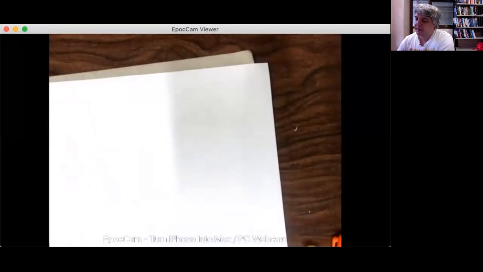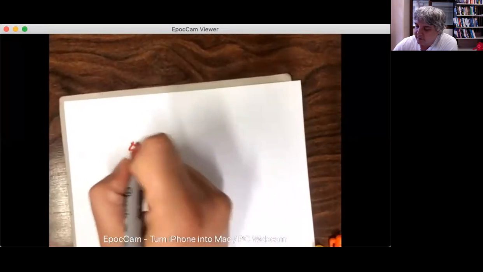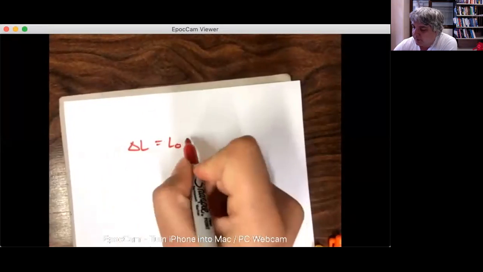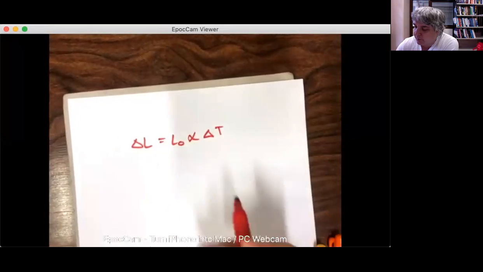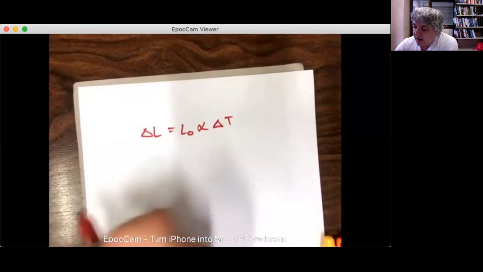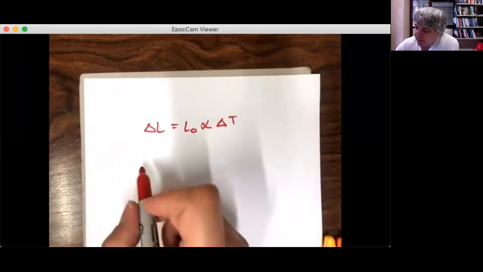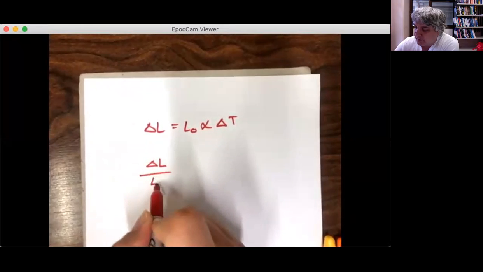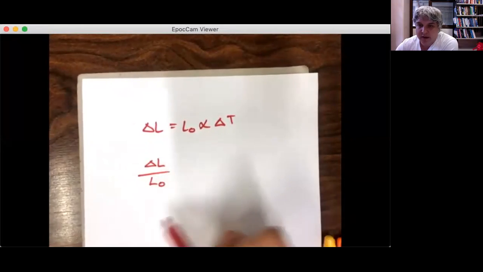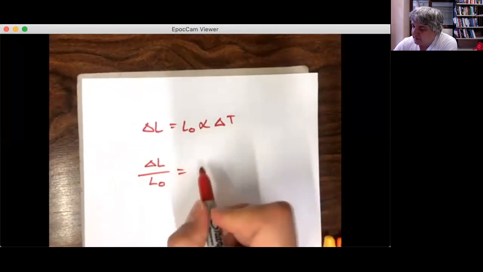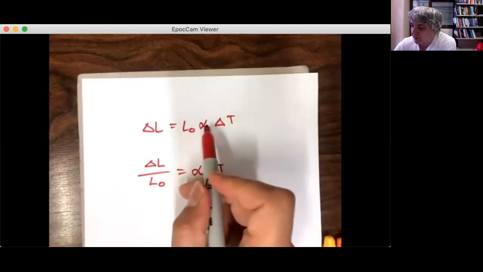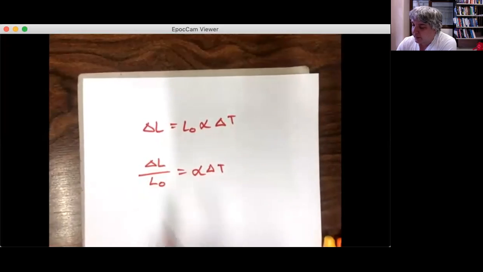If we know that the change in length is equal to the original length times alpha times the change in temperature, and you want to know how much as a percentage an object changes, that's delta L as a percentage of L naught, how much bigger it gets, so that's just alpha delta T. All we do is divide both sides by L naught, and we get that.